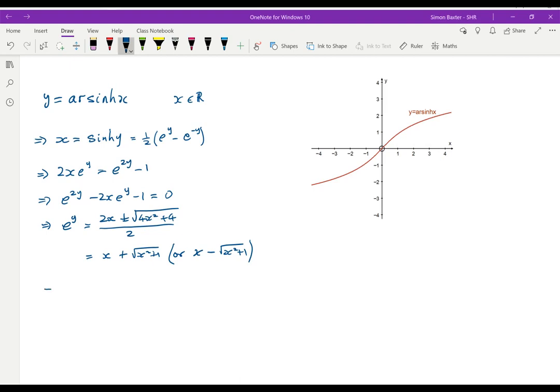Well, if that's e to the y, then y is equal to the natural log of x plus root x squared plus 1. So we've shown that y, which is arsinh x, is equal to the natural log of x plus root x squared plus 1, and this is true for all real numbers x. So there's the logarithmic form for arsinh x.